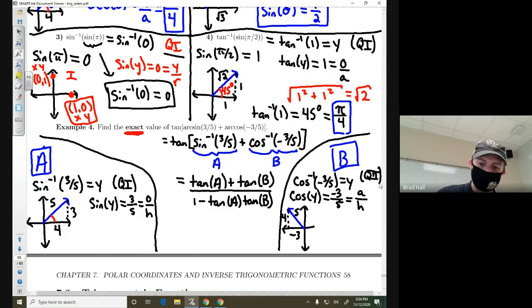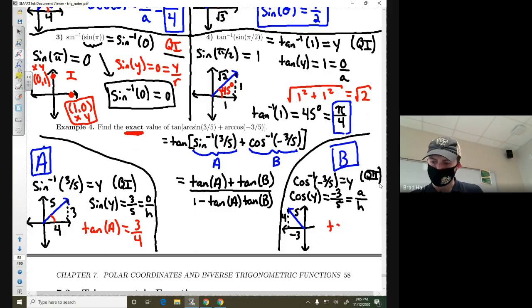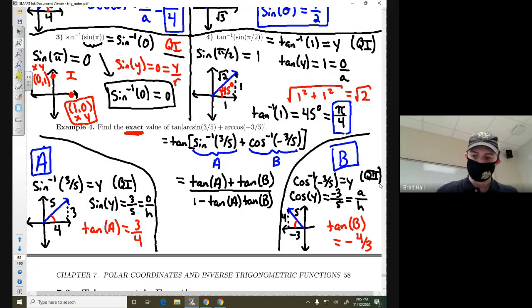I'm going to write those in red so I'll have them quickly available. Tangent of A, tangent's opposite over adjacent, that's 3 over 4. And over here, tangent of B is equal to 4 divided by negative 3, negative 4 over 3. So really, that tells us exactly how to plug everything in.